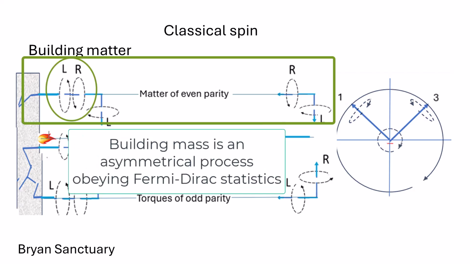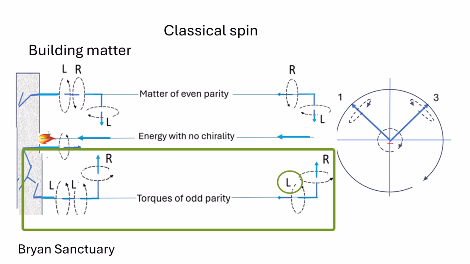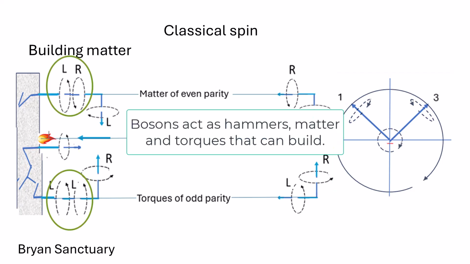This asymmetrical process follows Fermi-Dirac statistics, not due to particles, but due to chirality that builds mass. In contrast, if the left blade of the boson is polarized, then it coherently joins with the left receptor to give a torque to the surface. This is a symmetrical building process. We have matter, wrenches, and hammers from the bivector boson.